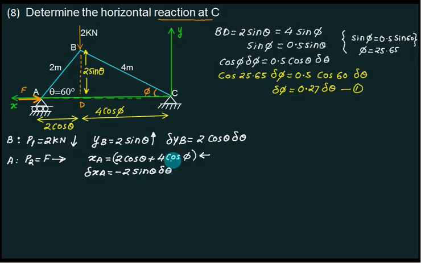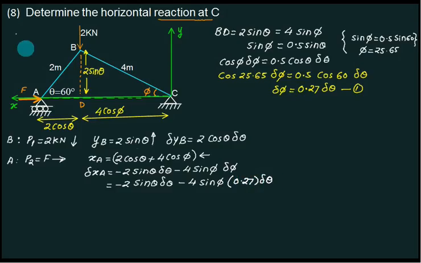What is the partial derivative of this one? Minus 4 sine phi into del phi. Agree? Now this equals minus 2 sine theta into del theta, minus 4 sine phi. But can I replace del phi from equation 1? For del phi it is 0.27 del theta. Try to eliminate the calculation.